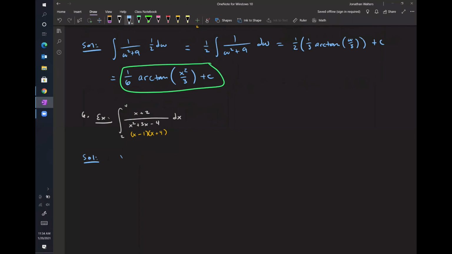So here, I'm going to say that x plus 2 over x squared plus 3x minus 4 equals a over x minus 1 plus b over x plus 4. So I'm going to clear that denominator. So x plus 2 equals a times x plus 4 plus b times x minus 1.